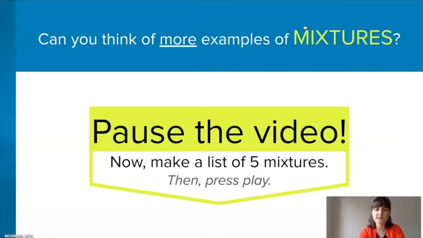Can you think of more examples of mixtures? Look around you. Think about what you eat and drink. What kind of mixtures are out there? Pause the video and take a few minutes to make a list of 5 mixtures. Once you've done that, press play.